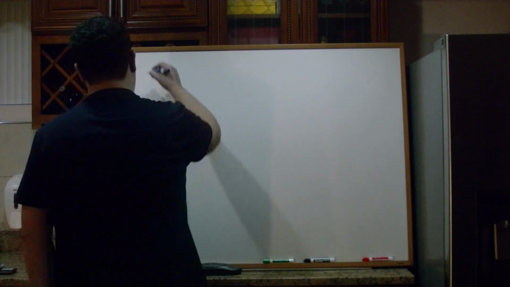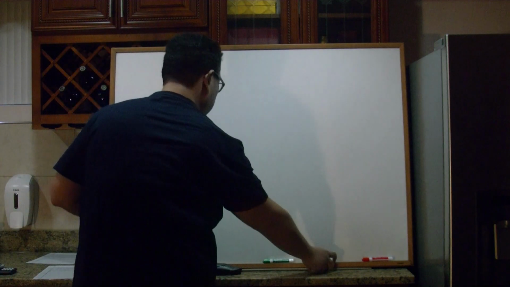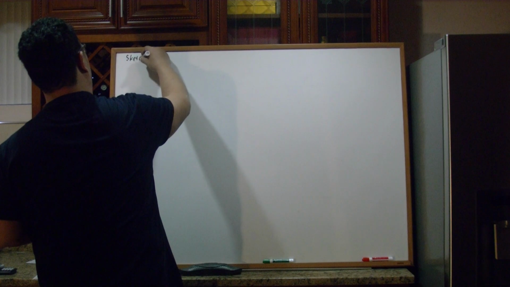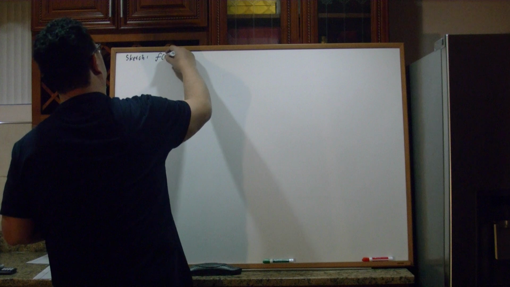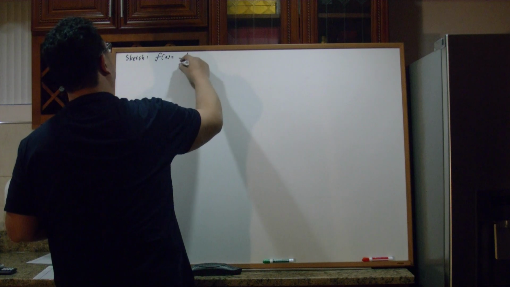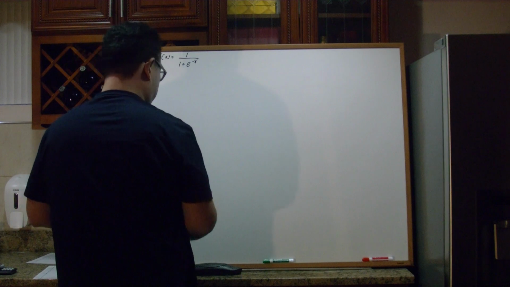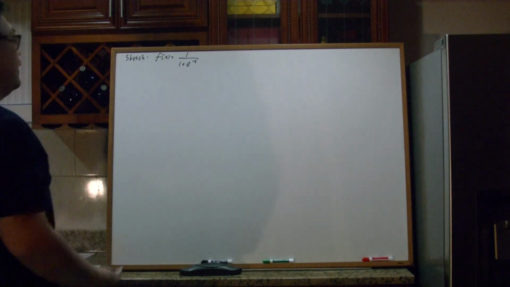And then our next question is asked to sketch the curve for f of x equals 1 over 1 plus e to the negative x. Right, the exponential function, but not that much.